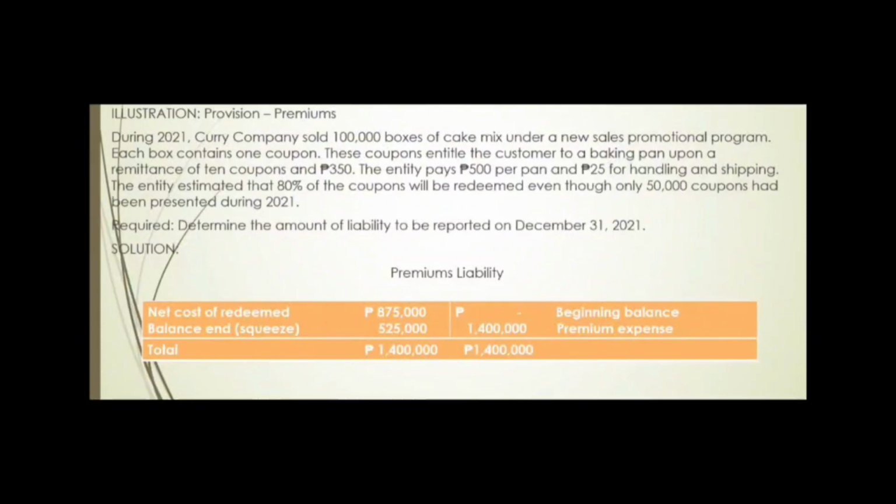So our net cost of redeemed is 875,000. We have no beginning balance, then we have the premium expense of 1,400,000. So bring down 1,400,000. And to get the balance, or the squeeze amount, the ending balance, we subtract 1,400,000 minus 875,000. So it comes up to 525,000. That is the ending balance as of December 31, 2021.